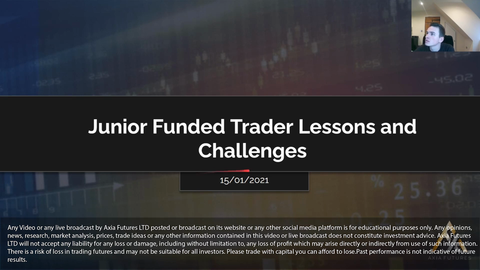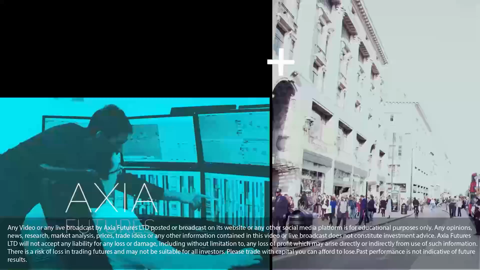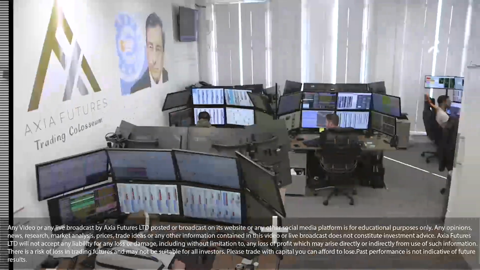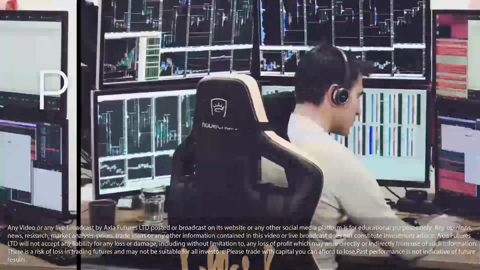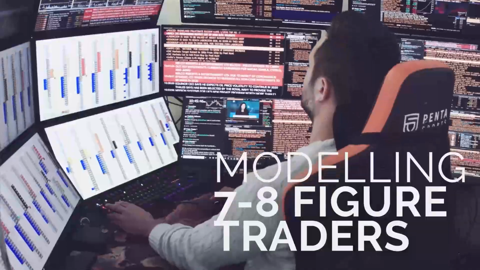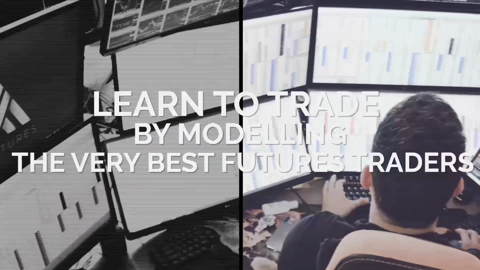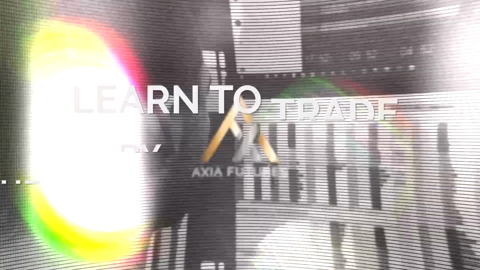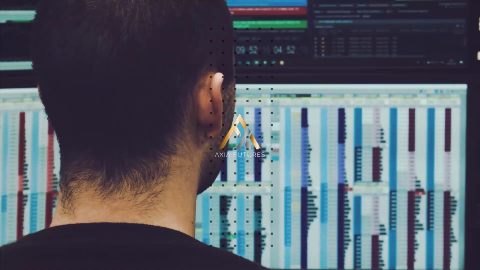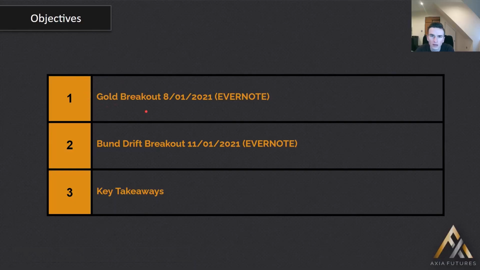Got two trades that I would like to go through. The gold breakout we had at 8 a.m. the other morning, very quick, 250 tick, like blippers, if you say. So I want to look at the technical structure of that, and also sort of the Bund drift breakout.